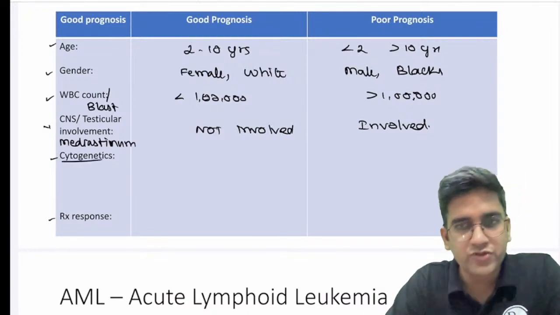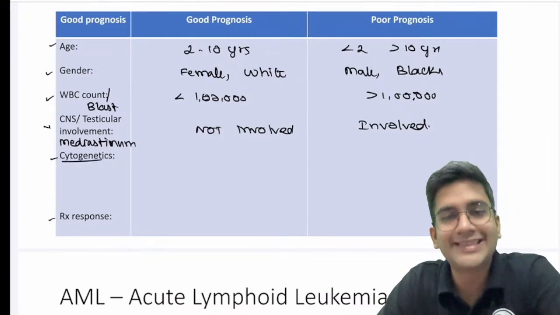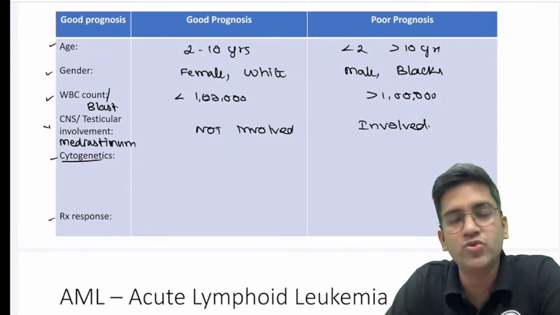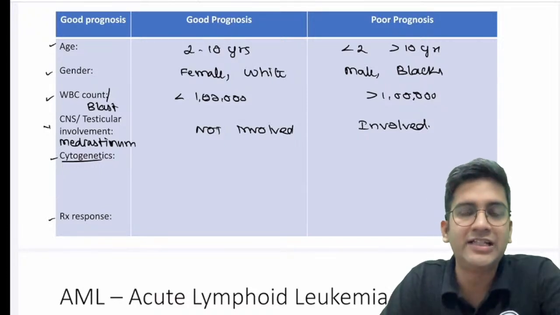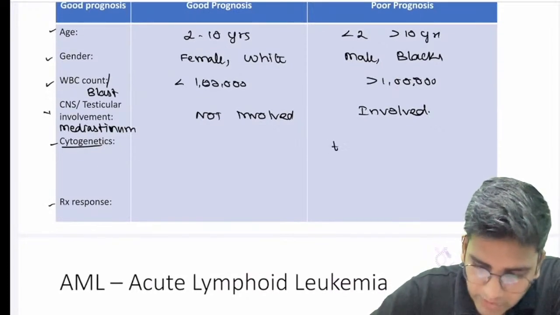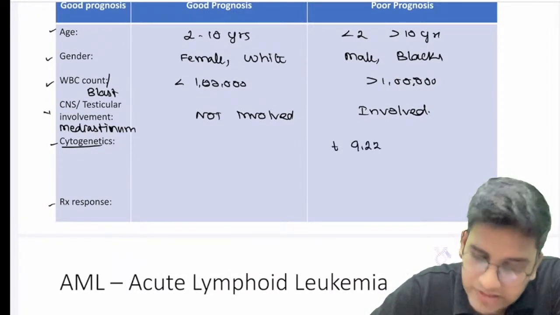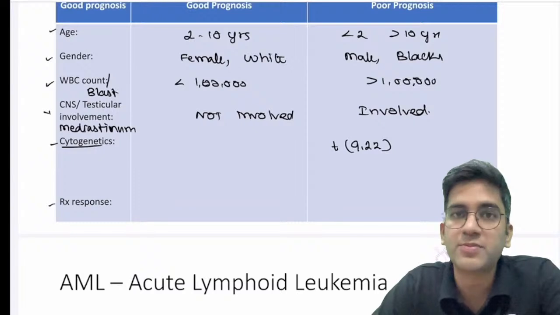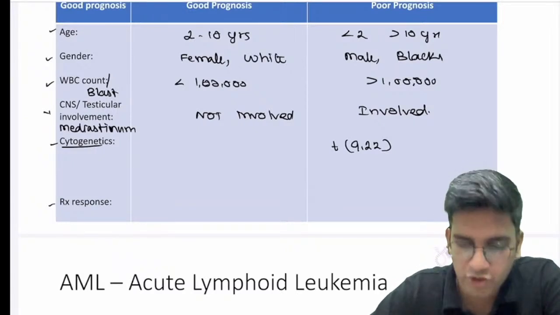Cytogenetics. Cytogenetics is a very good prognostic marker. Please do remember, I can use these same cytogenetic markers in different places as well, fine. So when you have, let's say, translocation 9;22, which is the finding seen in CML but is present in AML, I think of a bad prognostic marker.